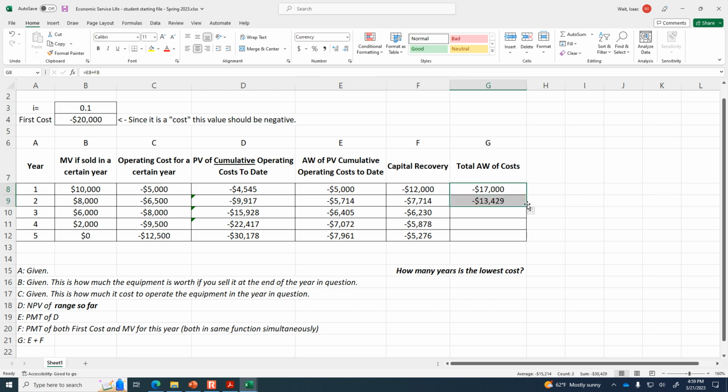If you own it for 2 years, $13,429. So what we want to do is find out how many years should we own this equipment. What's the optimal number of years to keep it? 3 years is best.